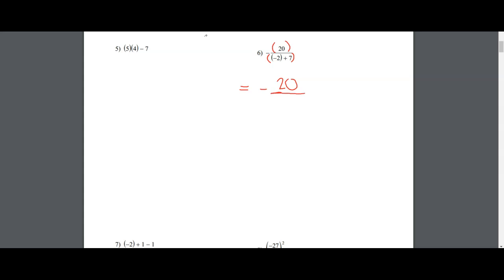So in my denominator, I have -2 plus 7. That's going to give me a +5. -2 plus 7 gives me a +5. 20 divided by 5 gives me 4, and I'm going to keep my negative. So my answer is -4. Okay, on to number 8.